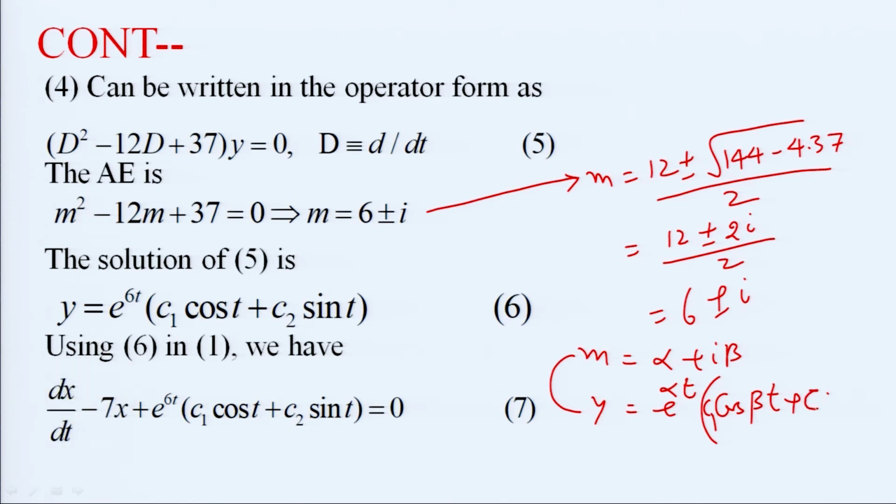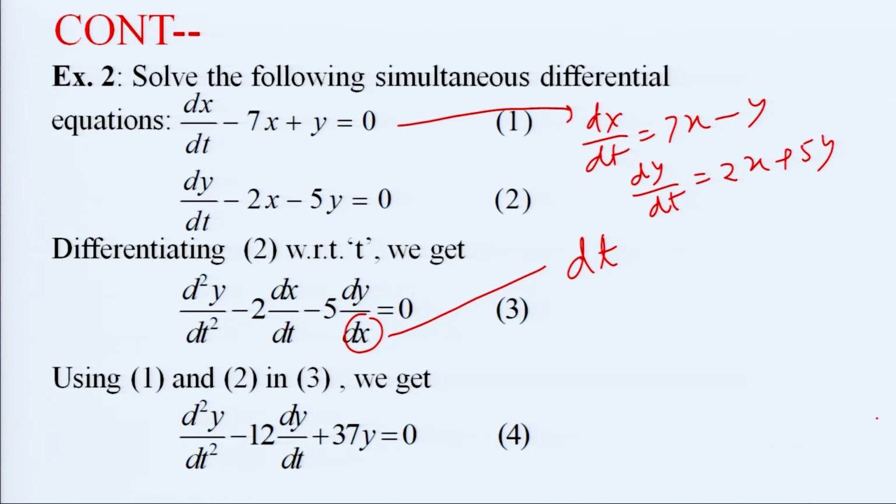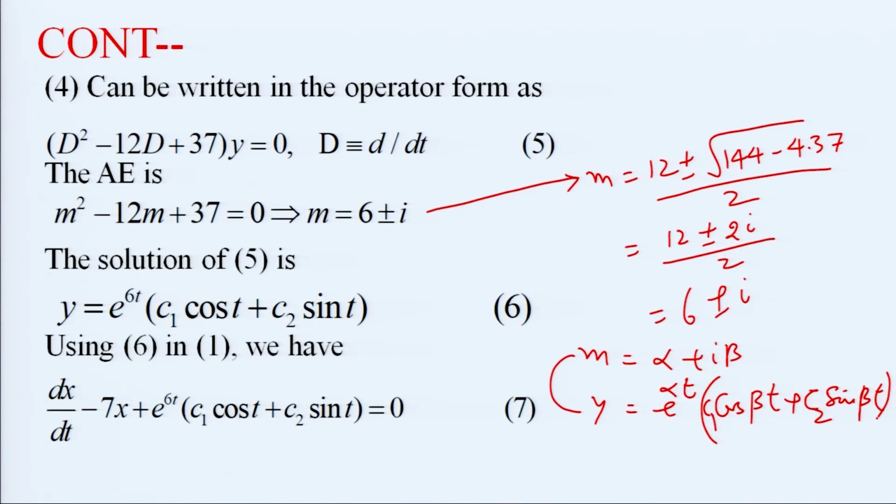It is C2 sin beta t, means alpha is 6, beta is 1, means C1 cos t plus C2 sin t. Using 6 in 1, first equation, put y is equal to e raised power 6t (C1 cos t plus C2 sin t).